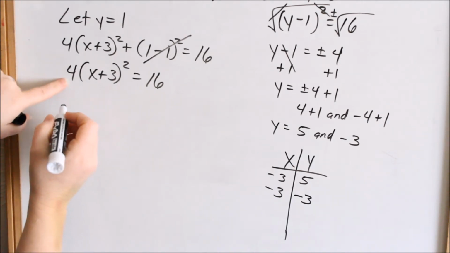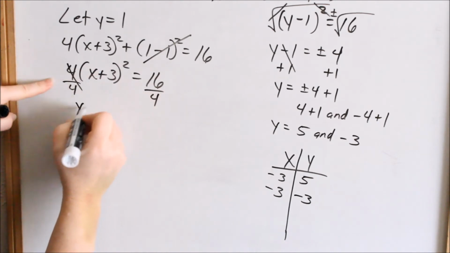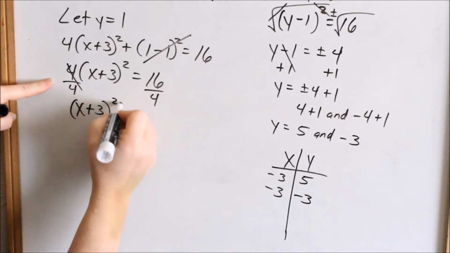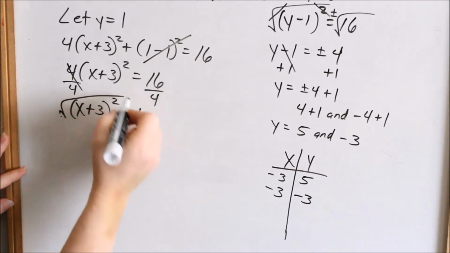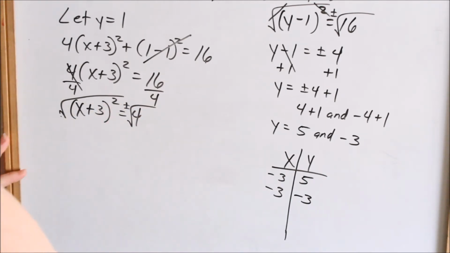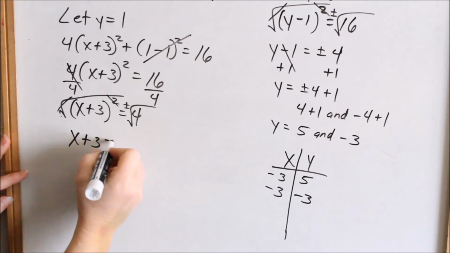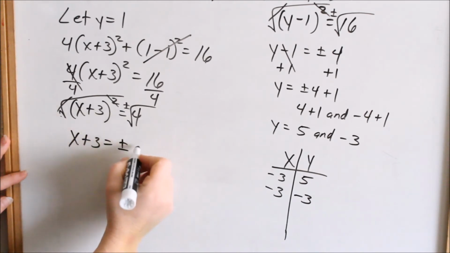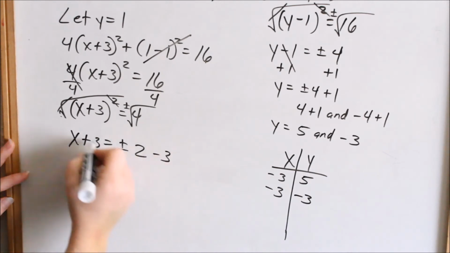So first get rid of this. It's being multiplied, so divide it over. Okay, now we need to get rid of our squared. Take the opposite of that, square root. Remember when you do the square root, plus or minus in front of that. So those cancel, so you're left with x plus 3 equals plus or minus the square root of 4, which is 2. Subtract 3 from both sides.